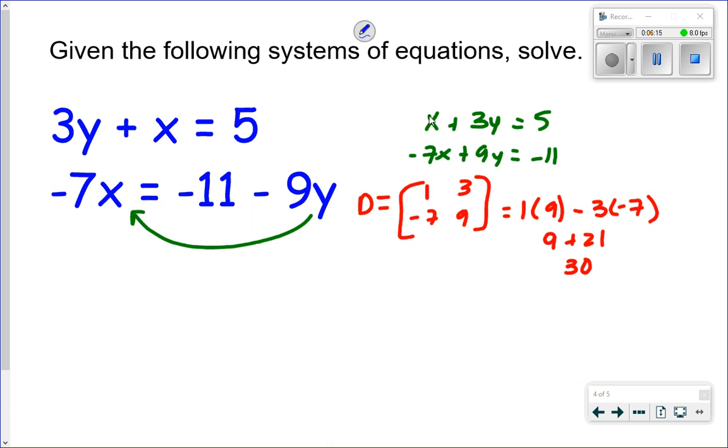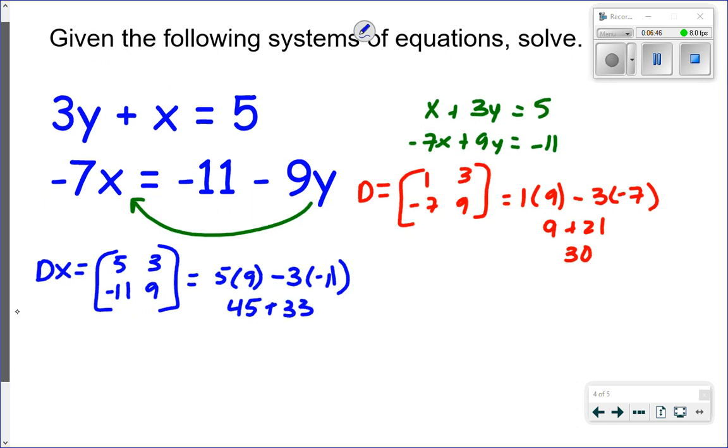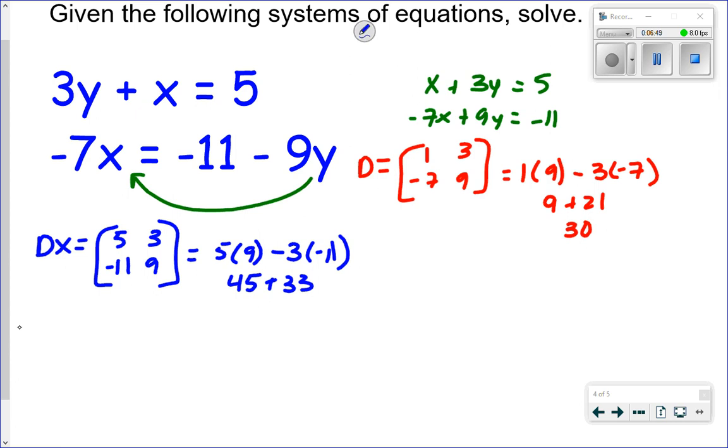Now I need to start solving for dx. So dx, I'm going to take the x column out and I'm going to replace it with my constants. So 5 and negative 11. And then the 3 and the 9 stay. And I need to find the determinant. 5 times 9 minus 3 times negative 11. 5 times 9 is 45. Negative 3 times negative 11 is positive 33. And if I add those together, I'm going to get 78.